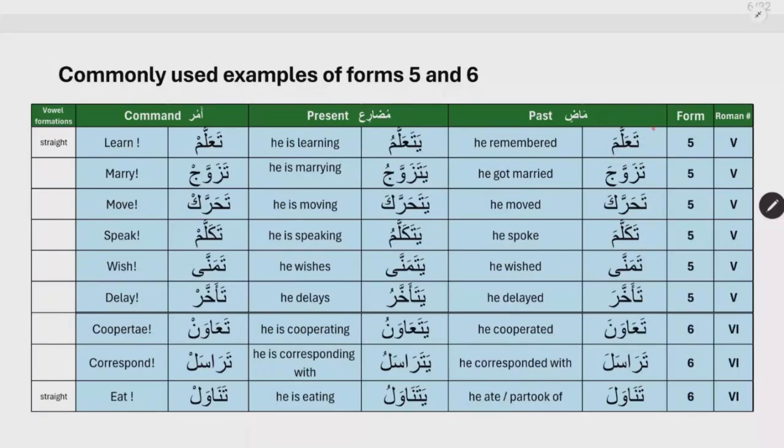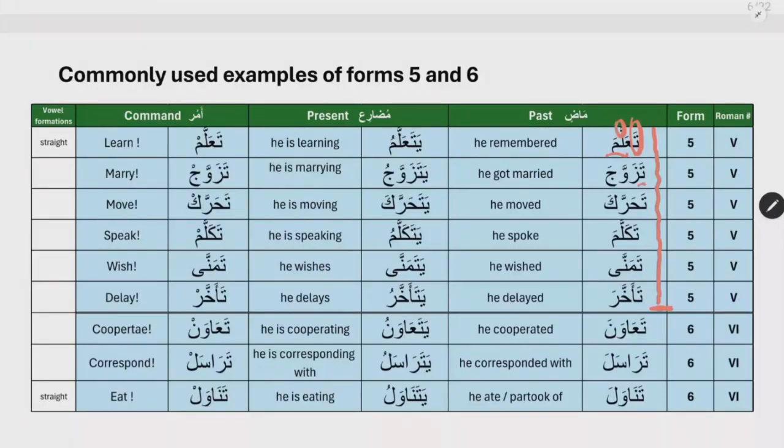Now, if you look at all of these here, they've got the same feature. They are all form 5 till there. Right? Where there's a ta in front, there's a tashdid in the middle there somewhere, on the 3 root letters. And all of them have the same thing. Can you see the ta there and the tashdid there?